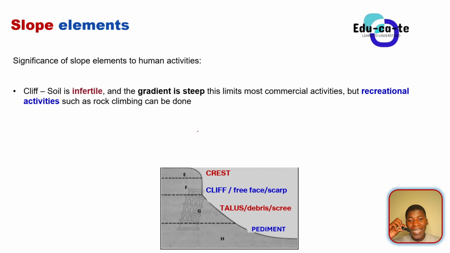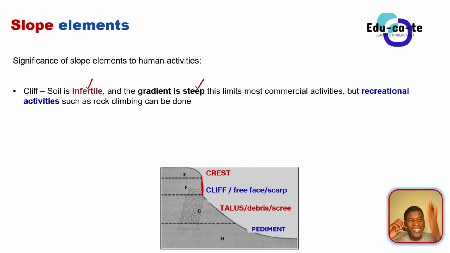Now, look at the cliff. The cliff, remember, I said that it is more like a vertical slope whereby there is a lot of mass movement. So the soil at the cliff is infertile, number one. The cliff doesn't have any fertile soil. And then the gradient is also very steep. Remember, I've already said that this almost looks like a vertical slope. So the gradient is very steep and the soil there is also infertile. This limits most commercial activities such as farming. You cannot farm on a place that is steep like that. Come on, guys. Can you plant crops that will grow this way? Like this is a crop, this is a tree, and it will grow horizontally like this. It's impossible in any way.